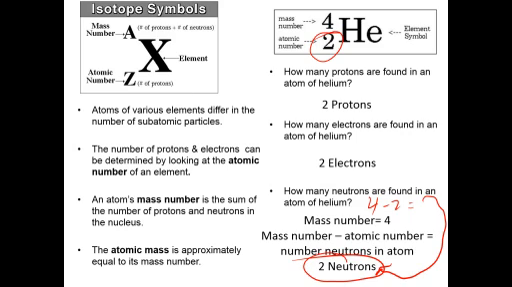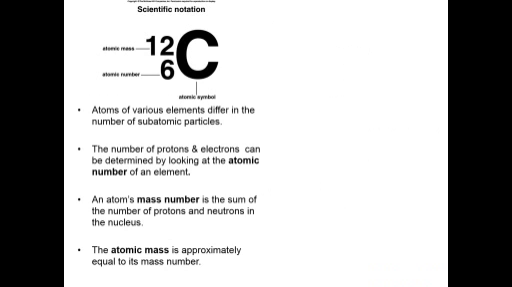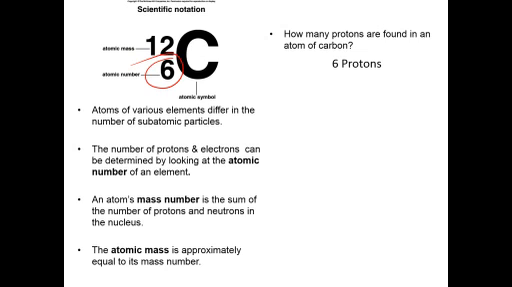Moving on to another example, carbon. Carbon has an atomic number of 6 and an atomic mass of 12. How many protons are found in an atom of carbon? Based on the atomic number, it's 6. What about the number of electrons? Also 6, because the atomic number is 6. Now, what about the number of neutrons?